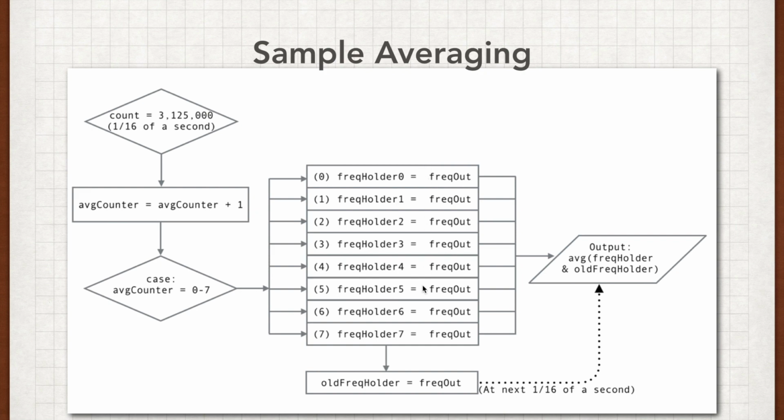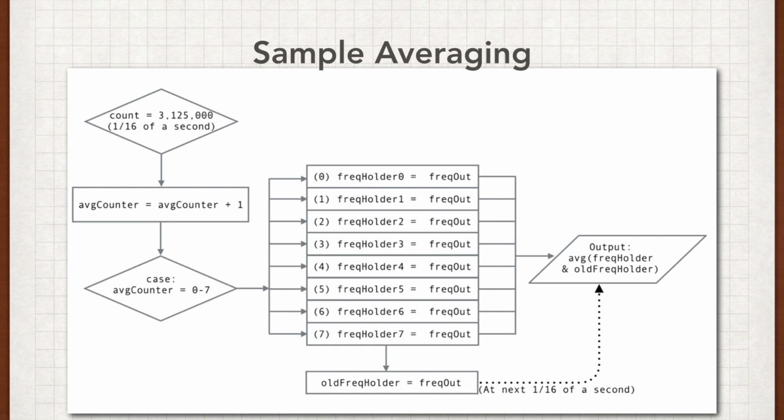So this register bank will store the frequency every 16th of a second, right? Every 16th of a second, we're going to put a new value sequentially into these registers one by one. Then we're going to take the actual frequency out, and at the next 16th of a second, we're going to put that into this output, and the output is the average of the old frequency holder, which is frequency out, and the bank of frequencies here. We're going to look at how to do that in the code when we get there.